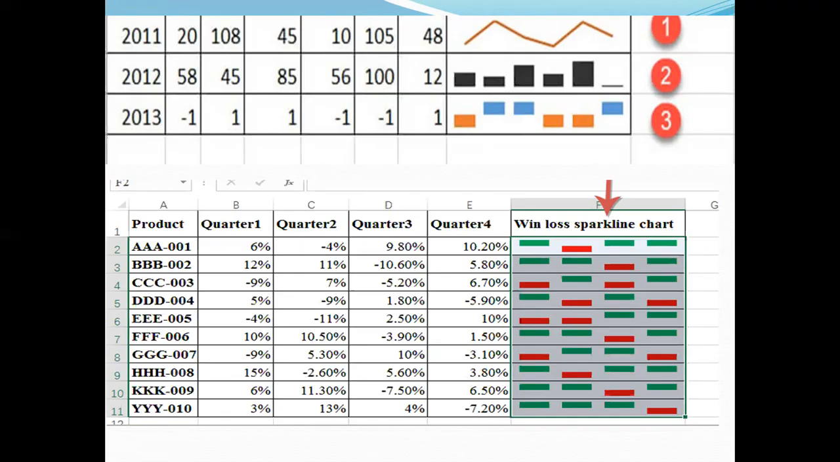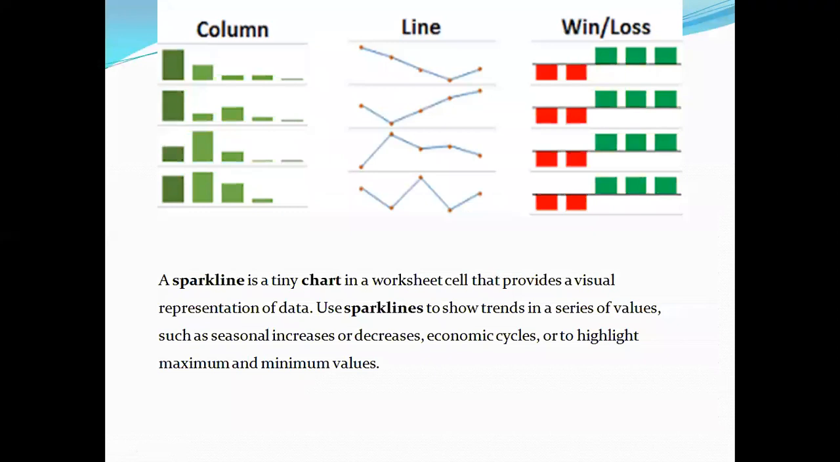Again, you don't have it for practical, so you just remember that a Sparkline is a tiny chart in a worksheet cell that provides a visual representation of data. And where can we use it? If we want to show the seasonal increase or decrease of a product, or economic cycles, or if we have to highlight some maximum or minimum values, or if we want to show the polls of who won and who lost. Likewise, if we want to show something like this, we can go for a Sparkline chart.